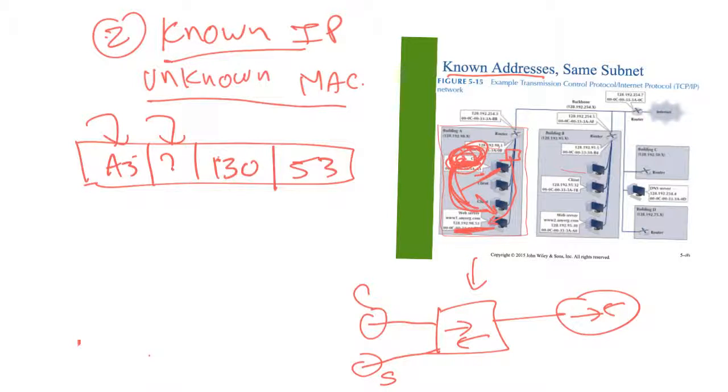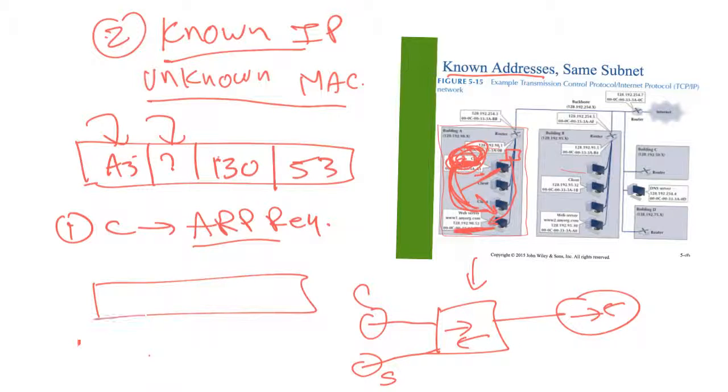Maybe it's a good point to pause the recording and figure the answer out. But here's what really happens. In step 1, the client will send an ARP request. Remember ARP request? Address Resolution Protocol. It will do this. The client will say, I am client A3. I am broadcasting a message.